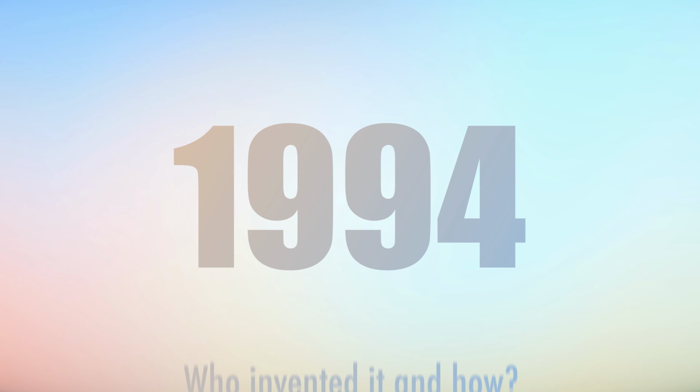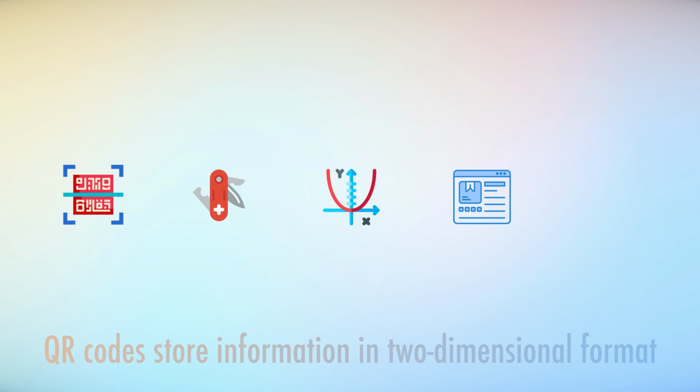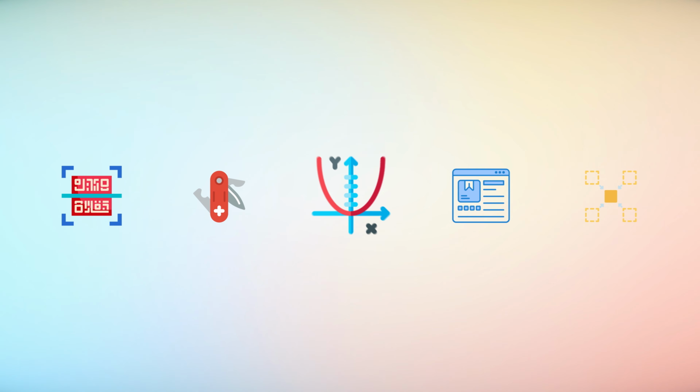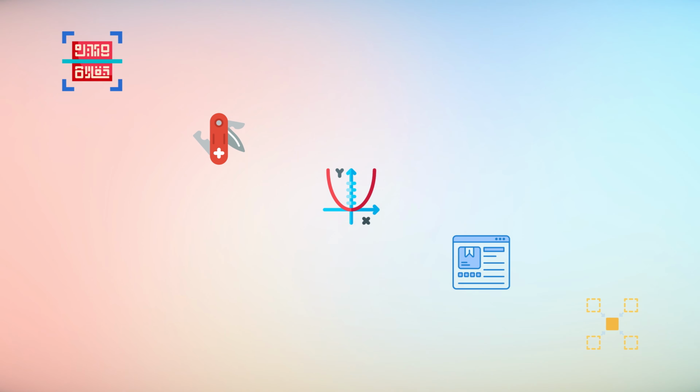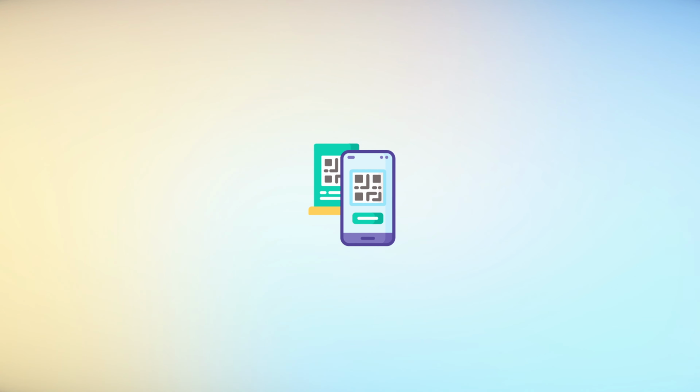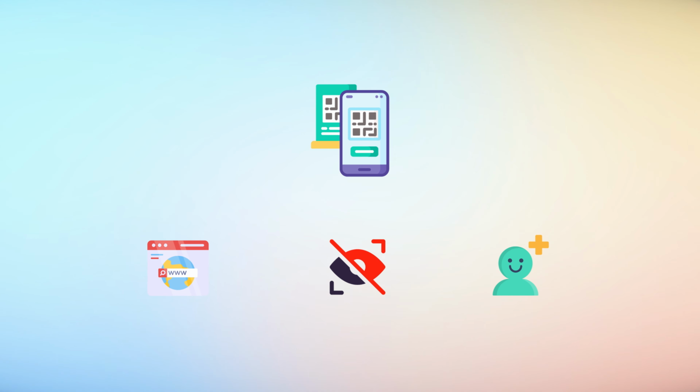A QR code, short for Quick Response Code, is like a digital Swiss Army knife. It's a two-dimensional barcode that can store information in a unique arrangement of squares. When you scan a QR code using your smartphone, it magically connects you to a website, reveals hidden details, or even adds a contact to your phone book.